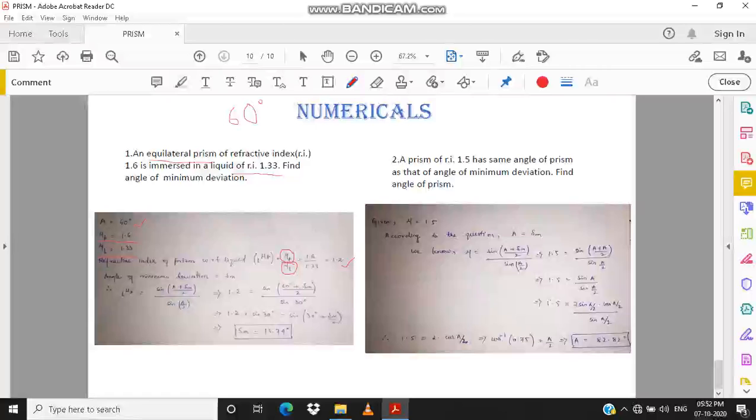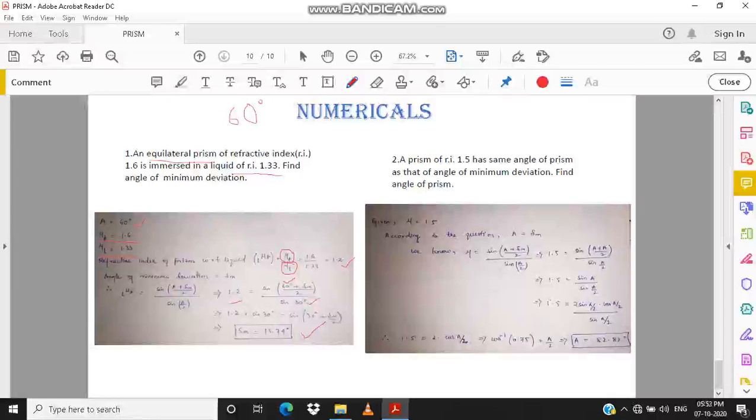Now we substitute the values. We have calculated the refractive index of the prism with respect to the liquid, that is 1.2. We substitute all the values: A is 60 degrees and A by 2 will be 30 degrees. We do the algebraic calculations, take the sine inverse function using the calculator, and then we get del m equals 13.74 degrees. So this is the angle of minimum deviation for this numerical.